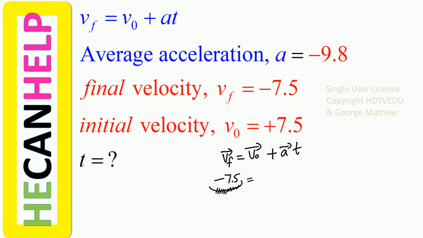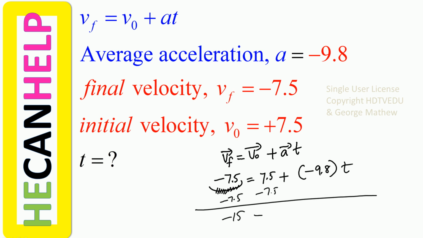What about the initial velocity? You're throwing it up. It is positive 7.5. The acceleration due to gravity is negative 9.8 because it is pointing down, times time. So you subtract 7.5 from both sides, and what do we get? Negative 15 equals negative 9.8t. Divide both sides by negative 9.8, and what do we get for time? 1.53 seconds. So our time is 1.53 seconds.